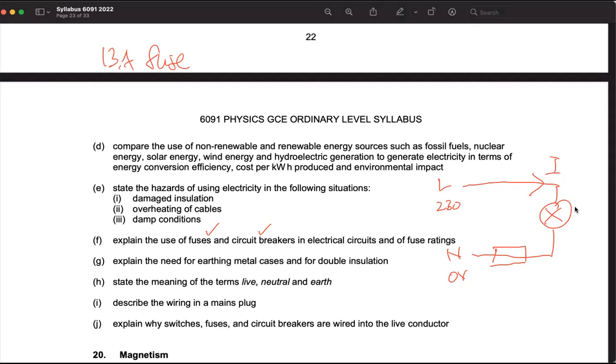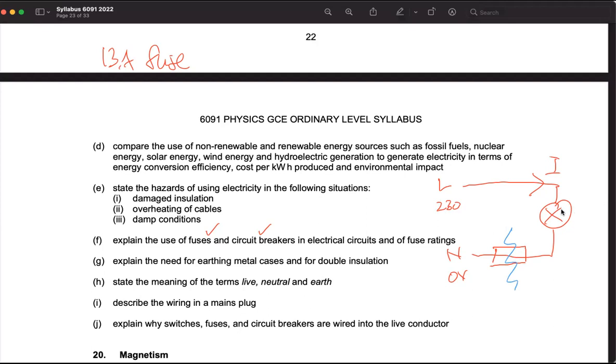Clear so far? However, if I put my fuse at the neutral, there's a cut here. When there's a cut here, the wire breaks. Current will not flow through anymore. Your bulb is safe, it will not spoil.